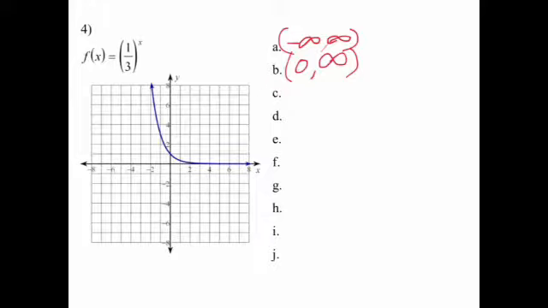C is my x-intercept. Well, if it never crosses your x-axis, that doesn't exist, so we're going to put none. And then D is my y-intercept. It crosses right there, and that's at point (0, 1).